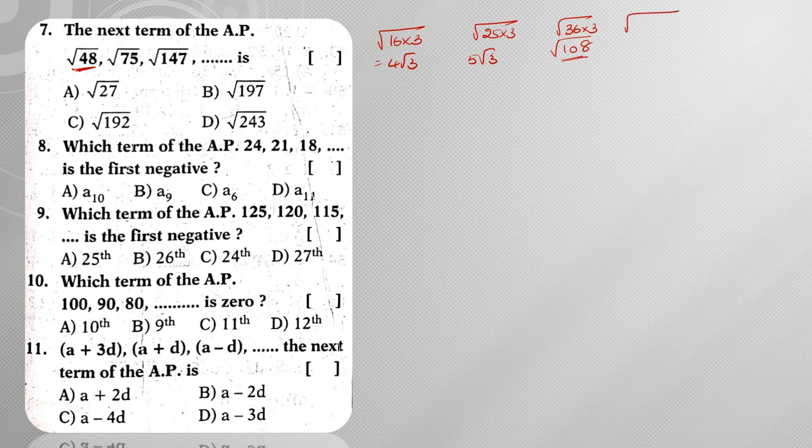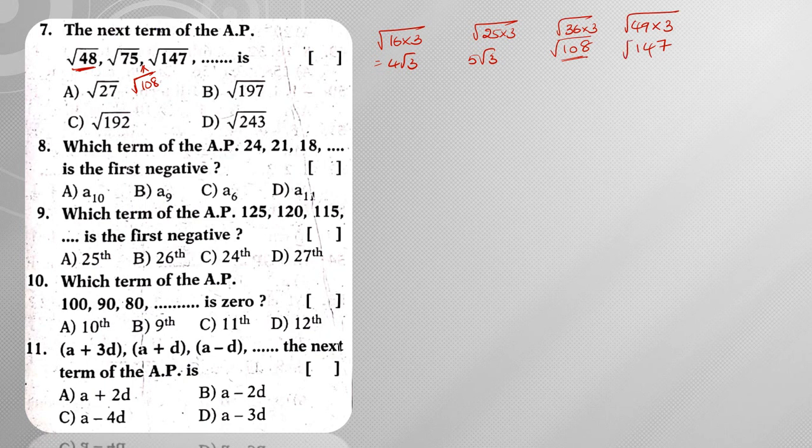Next, suppose if I consider instead of 36, so what is next one? So 4 square, next 5 square, next 6 square, next 7 square. So 7 square is 49, so 49 into 3. So 9 3s are 27, 3 4s are 12, 147. Right? So here in this particular series, root 108 is missing. So in the question he has missed root 108.